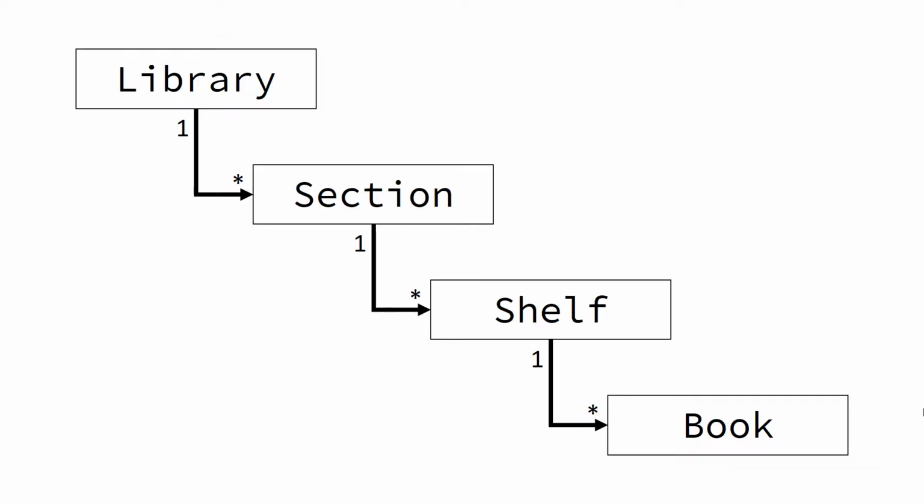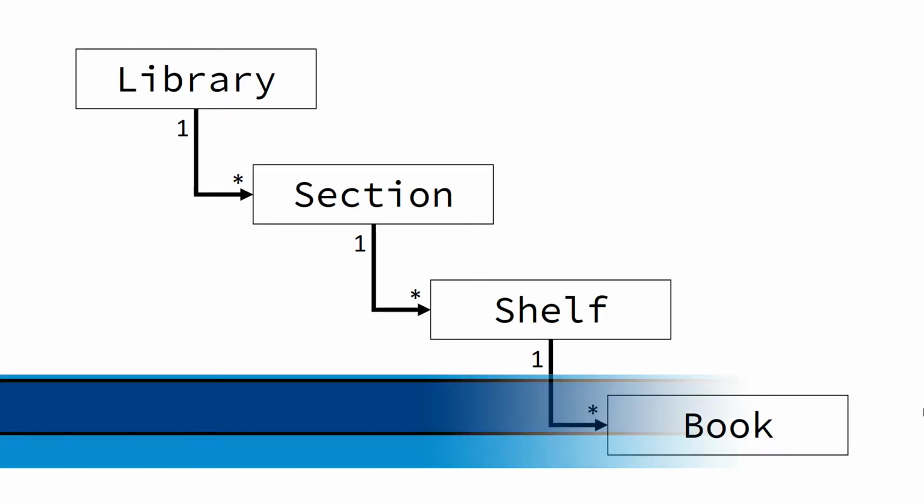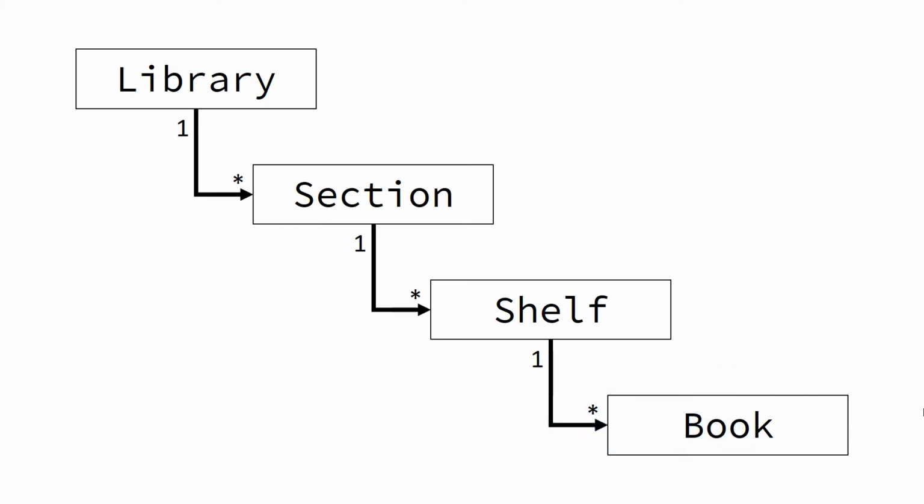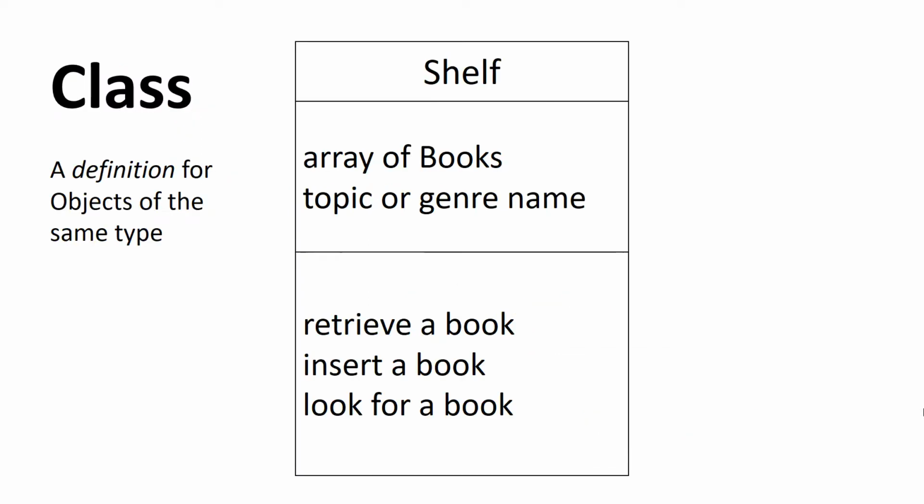So we can think of it in another way here. This is a UML diagram, Unified Modeling Language. A library object has a bunch of sections in it, and a section is in a single library. And each of those sections contains a bunch of shelves, and a shelf is in a single section. And each of those shelves contains a bunch of books, and a book is on a single shelf. So we're going to look at this in more detail in a minute. Let's look at just the shelf part of this.